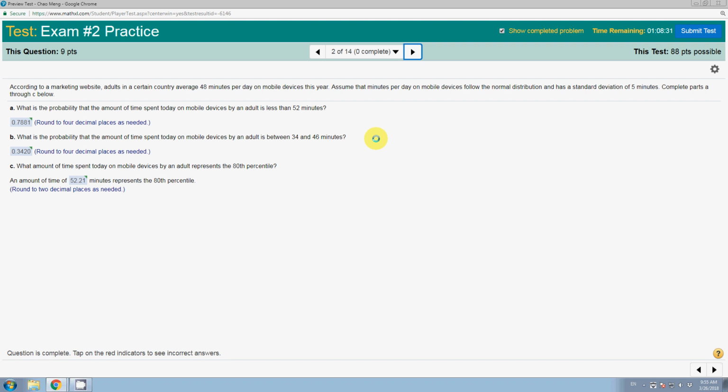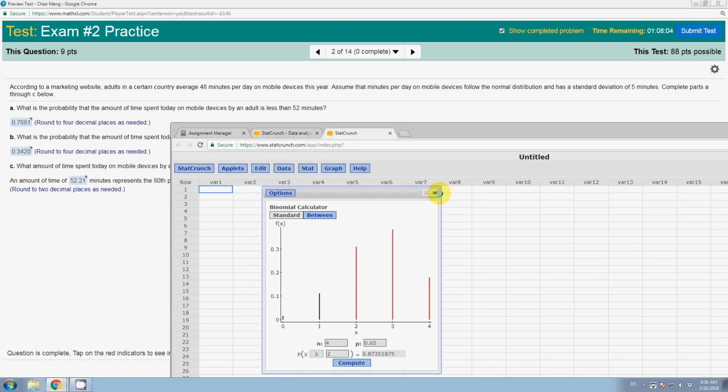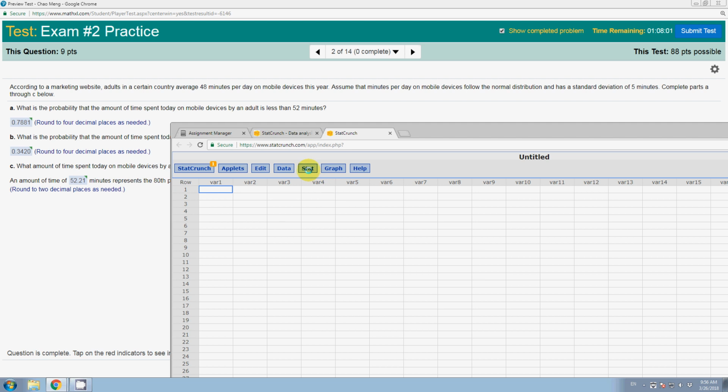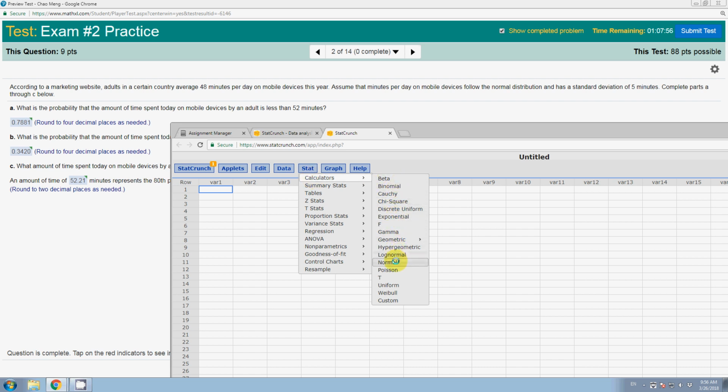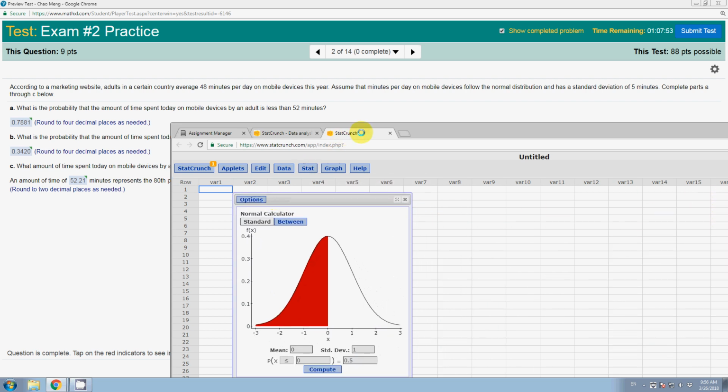We know a normal distribution has 2 parameters. One is the mean, which is already given, 48 minutes, and the standard deviation, which is 5. So we are going to calculate some probabilities. The first one is what's the probability that the time spent is less than 52 minutes. We know the amount of time follows a normal distribution. So let's close this one, and we get our normal calculator. Stat, Calculators, and where's normal? Here's normal. Let me drag it here.